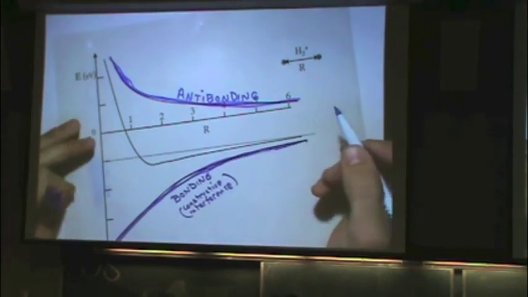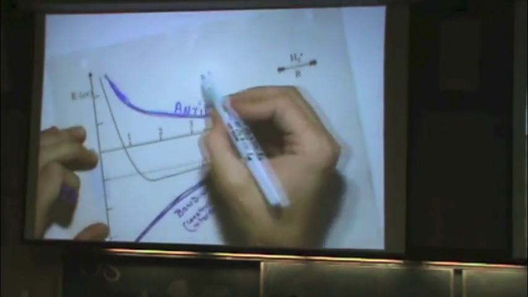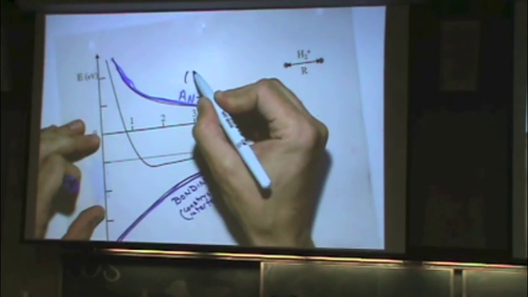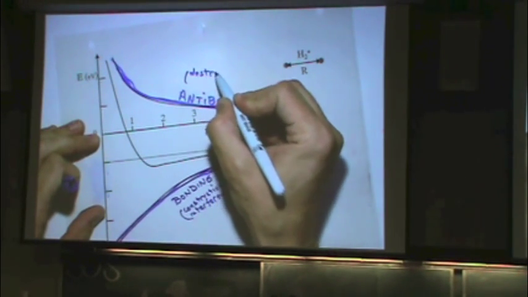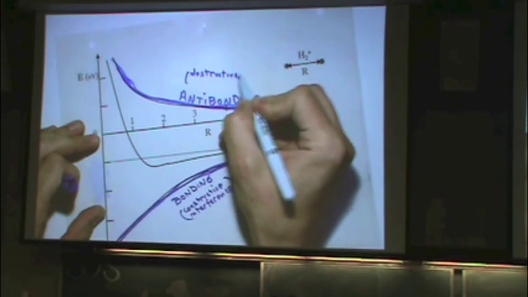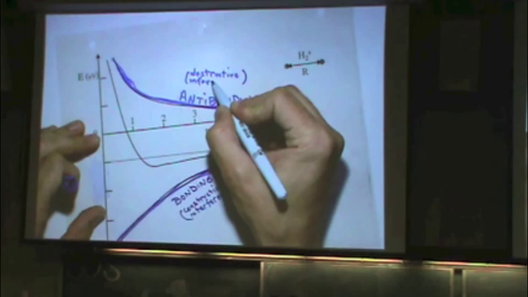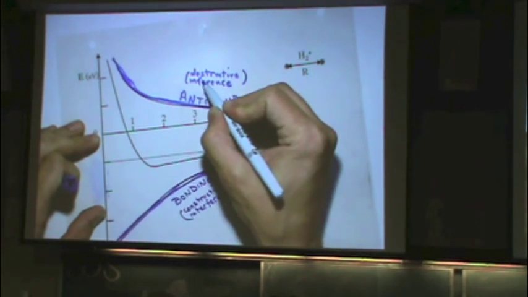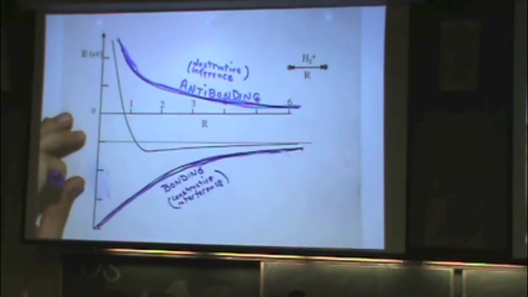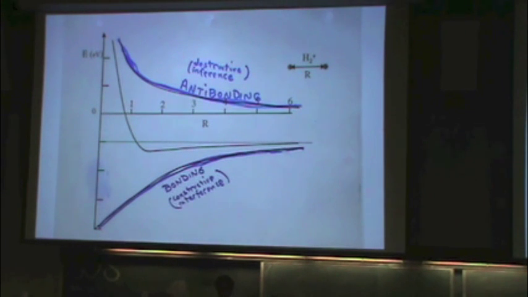Antibond. This occurs by destructive interference, also a term from chapter 7. This means when the wave functions add, they cancel out. So the top curve is the repulsive curve. The bottom curve, the bonding curve, is the attractive curve.